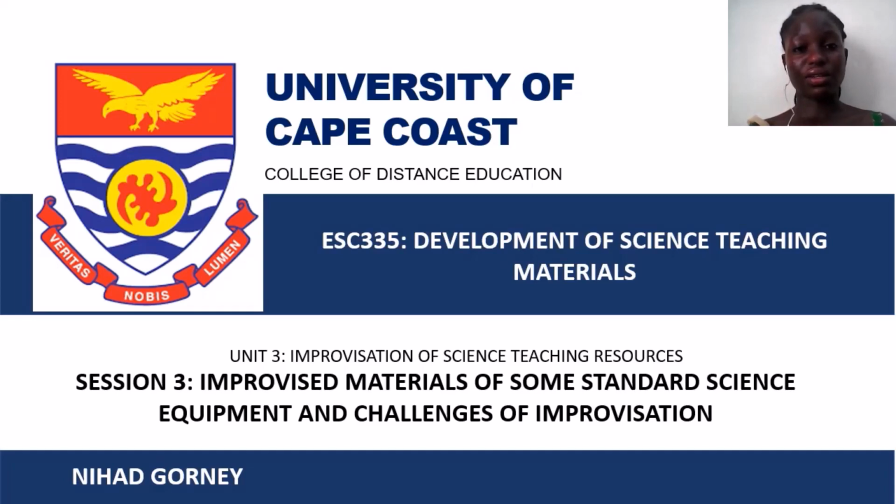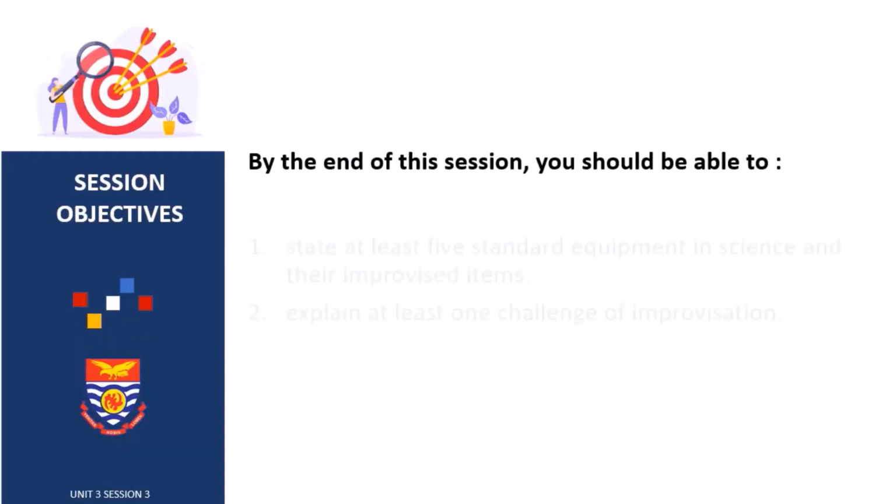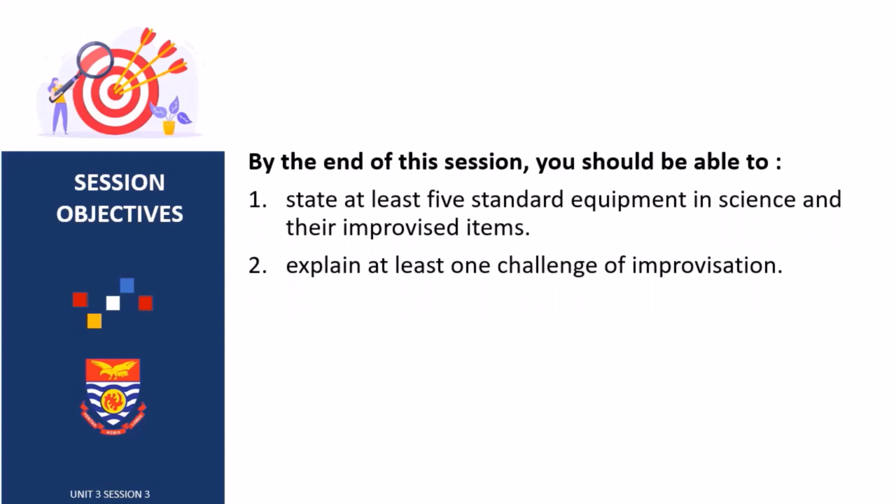In this session, we shall look at examples of improvised materials of some standard science equipment, as well as challenges of improvisation in general. By the end of this session, you should be able to state at least 5 standard equipment in science and their improvised items, and also explain at least one challenge of improvisation.